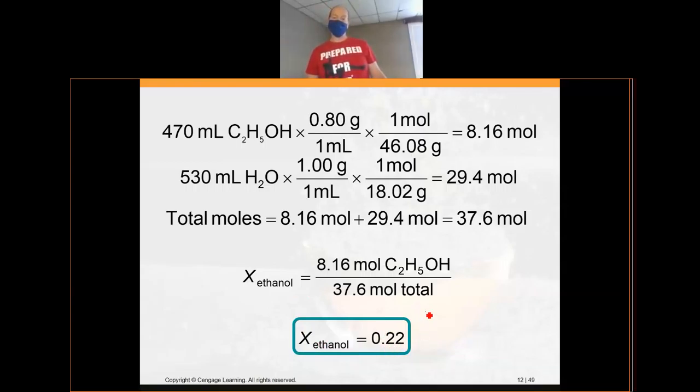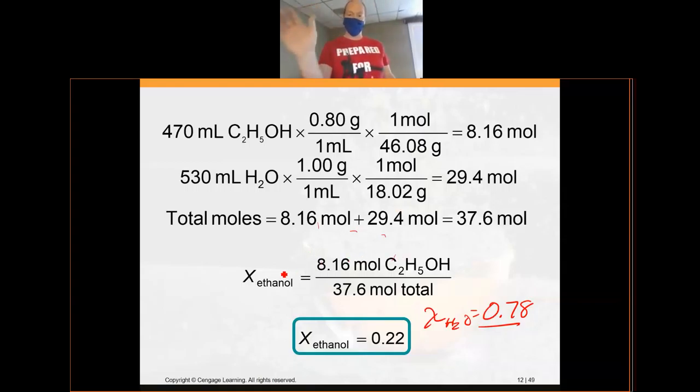And so now your mole fraction of your water is 0.78, because the mole fraction of your solute plus the mole fraction of your solvent is going to equal 1. You can divide the numbers. You can take your 29.4 here and divide by the 37.6. You will get that same answer. That is not the way I get the mole fraction of the other. I simply subtract from 1. I know that when they add up to 1.